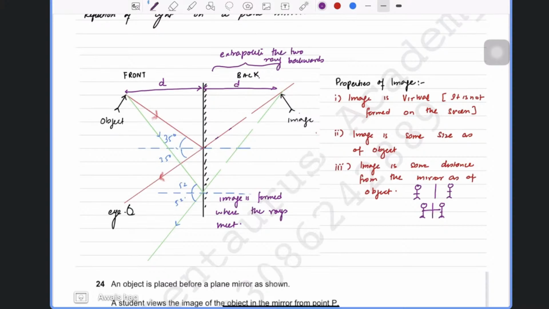Right. Yes, sir. Then the fourth one is that the image is laterally inverted. Laterally inverted means that letter P would look like this, letter S would look like this. Do you guys understand? So it's like horizontally flipped. Alright, is it clear?